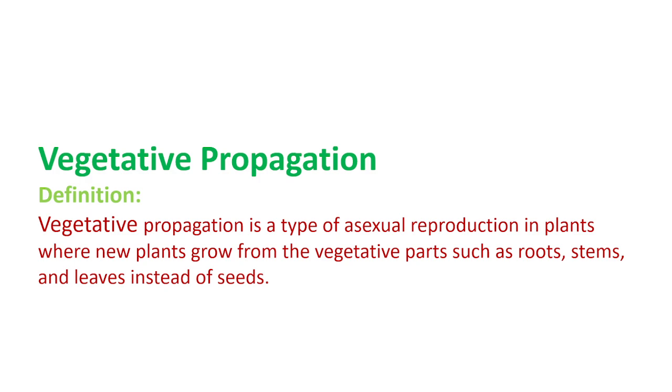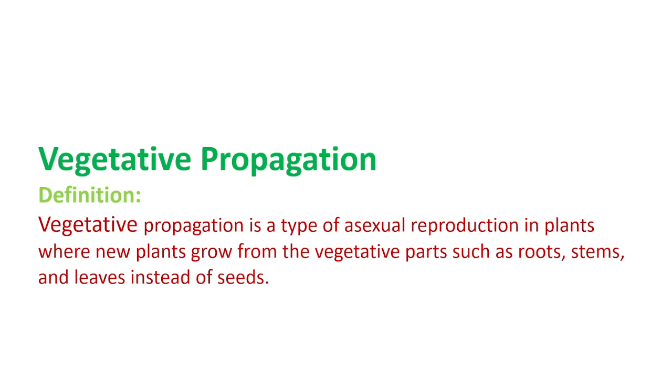Today we will discuss vegetative propagation. Already we know vegetative propagation is a type of asexual reproduction in a plant where a new plant grows from the vegetative part of a plant. Vegetative part means root, stem and leaves, instead of seed.